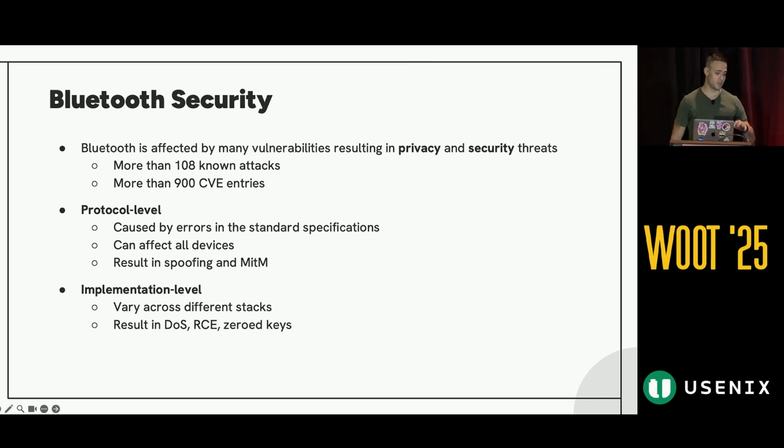So, Bluetooth security, an overall look at it: it's affected by many vulnerabilities, which result in huge privacy and security threats. There are more than 108 known attacks, more than 900 CVE entries, probably more than 1,000 as of today. That number is not updated, but we can divide these vulnerabilities into protocol level and implementation level. The protocol level ones are caused by errors in the standard and the specification, can affect all devices that are standard compliant, and usually result in either spoofing or man-in-the-middle attacks.